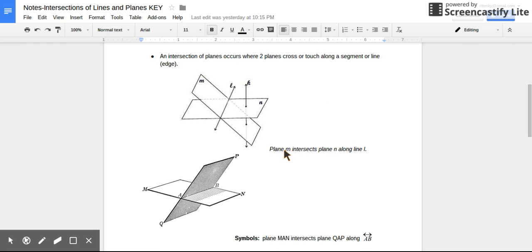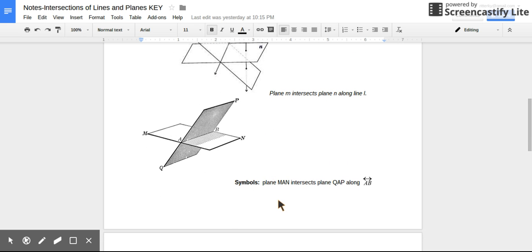Remember that planes are named by using a lowercase letter if it's given to us in the diagram. So this plane M is intersecting this plane N right here where they're touching or coming together at line L. So even though in the diagram it may look like this is just a segment, we have to imagine that these planes are extending forever in all directions, and this line is extending in both directions forever. So this is touching along this whole entire line if it's extending.